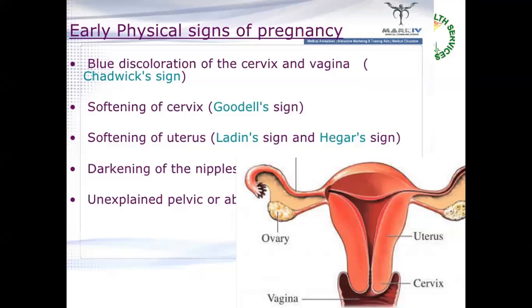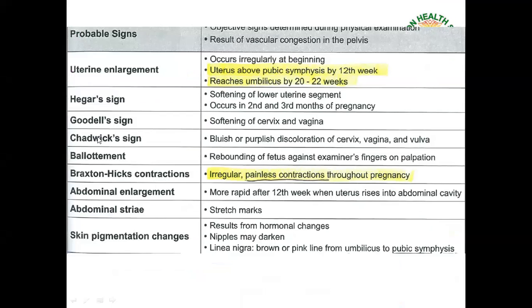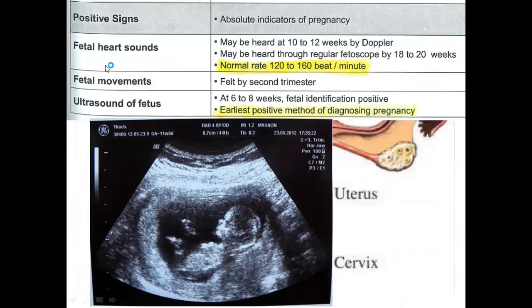What are the other probable signs? Braxton Hicks contractions, abdominal enlargement, abdominal striae, all of them. So what next? Next are the positive signs. The mother is 100% sure she is going to give birth or deliver after a certain period. So it is called the most positive sign. Definitively pregnant. The mother is definitely pregnant.